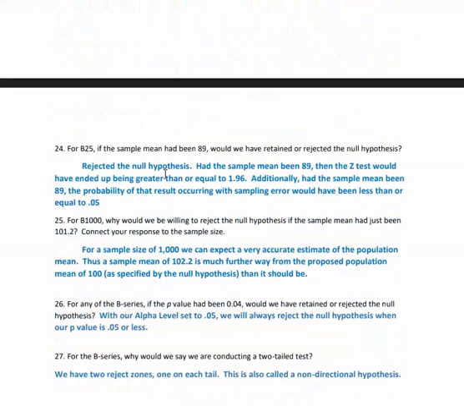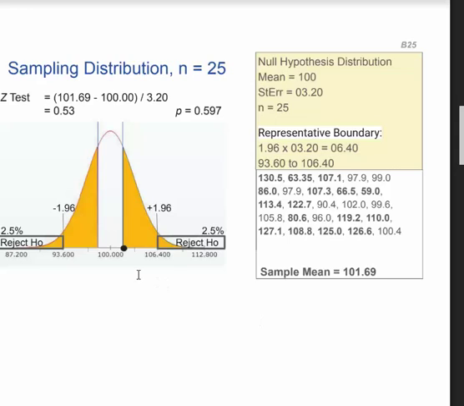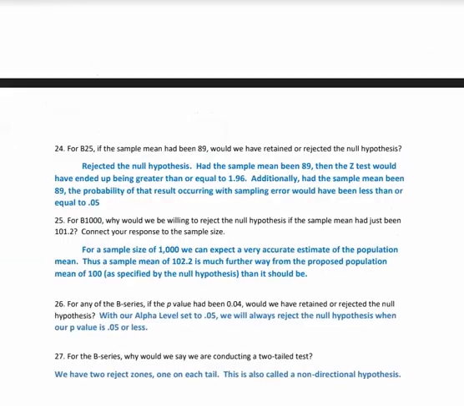Okay, number 24. For B25, if the sample mean had been 89, would we have retained or rejected the null hypothesis? If it had been 89, our sample mean would have been here, and we would have ended up retaining the null hypothesis. No, correction there. If it had been 89, it would have been in the reject H0 zone. So in that case, we would have rejected the null hypothesis. Okay, yeah, rejected the null hypothesis.